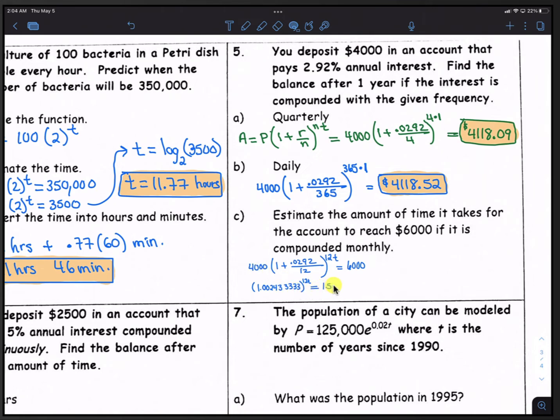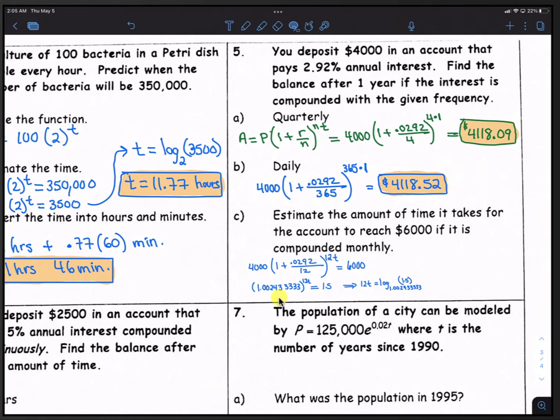Now let's convert this to log form. And in log form, you're going to have log base 1.0024333, etc. of 1.5 equals 12t.